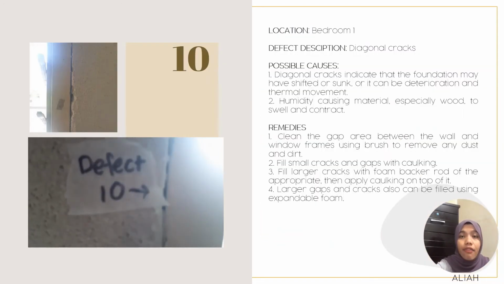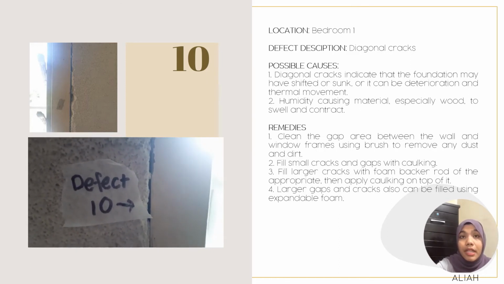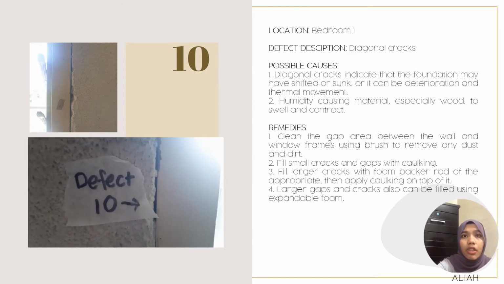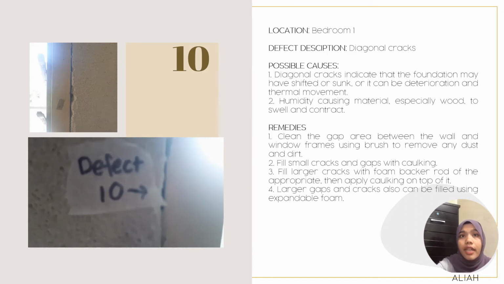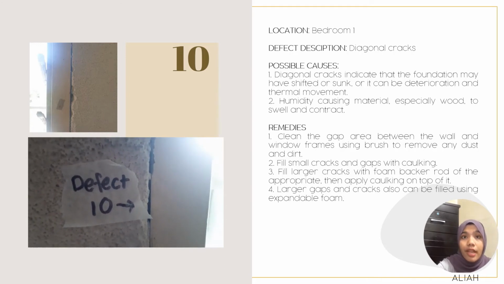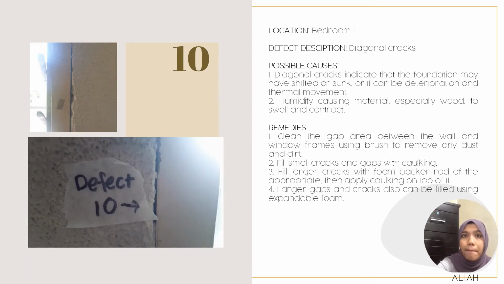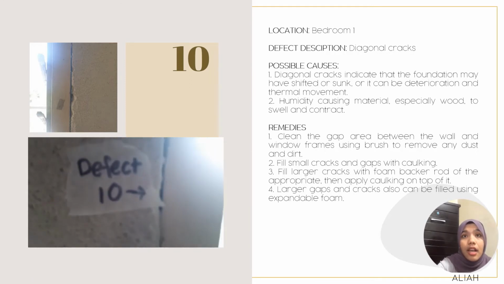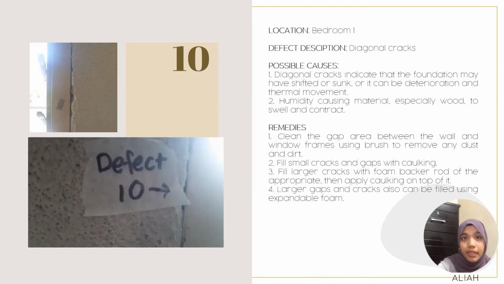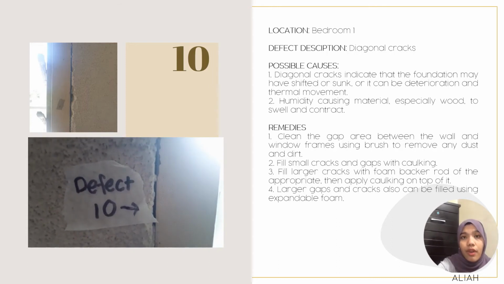So the last defect of my part is located at bedroom number 1, and the element is a wall. The defect description is diagonal cracks that appear on the corner of the window frames and a gap between a window and a concrete wall. The possible causes are that a diagonal crack indicates the foundation may have shifted or sunk, or it can be deterioration and thermal movement as this building is an old building. Next is humidity causing a material, especially wood, to swell and contract.